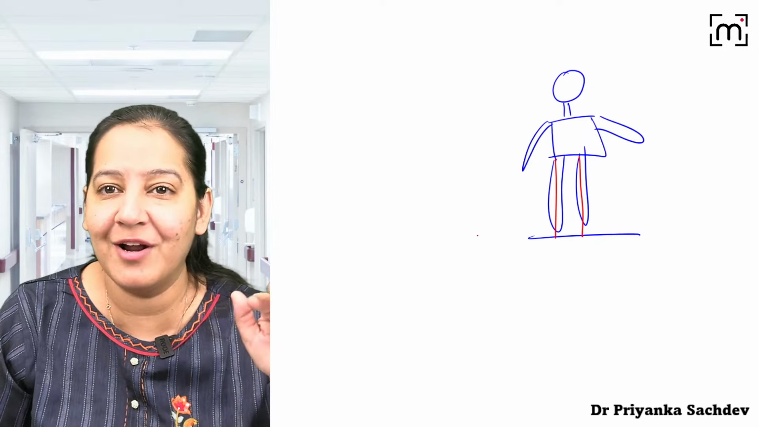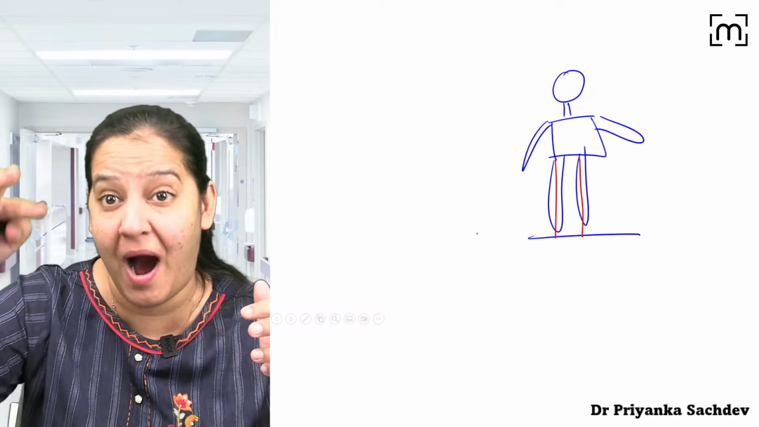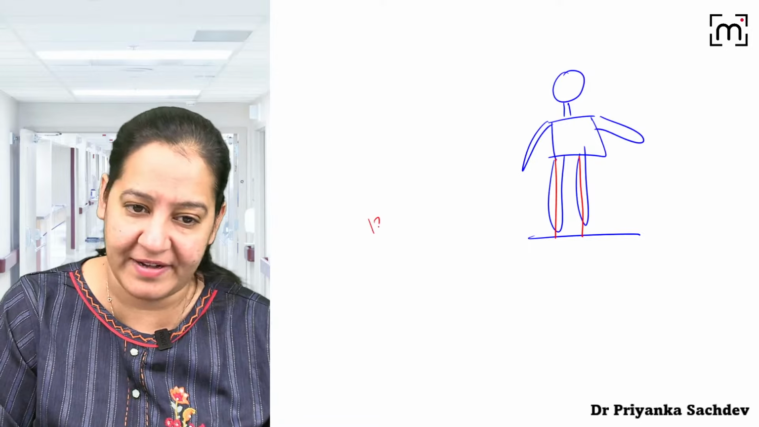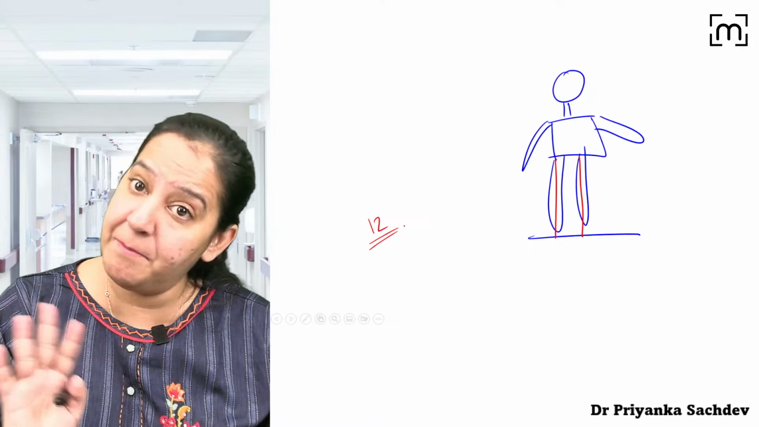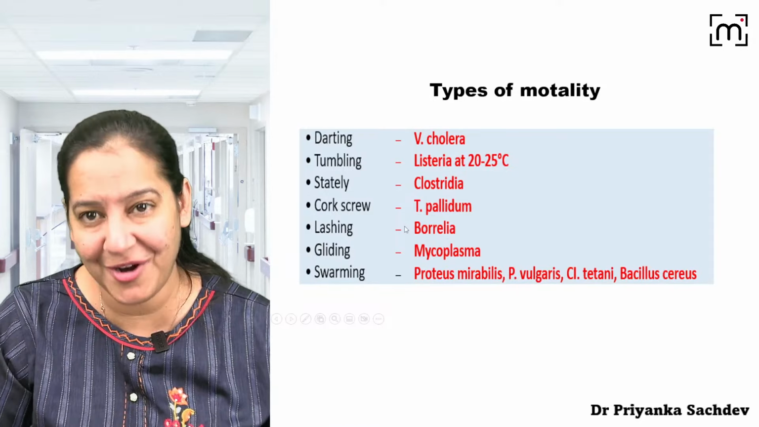लेकिन सबकी चाल अलग-अलग होती है ना चलने की. कोई बल खा के चलता है, कोई लहरा के, कोई कैसे, कोई भागते हुए, कोई slow. So in the same way, all the 12 bacteria which have flagella, they move, but they have different types of motility. Motility मतलब उनकी चाल अलग-अलग है. You got my point, right?